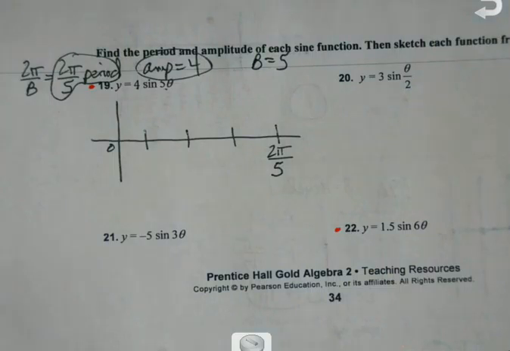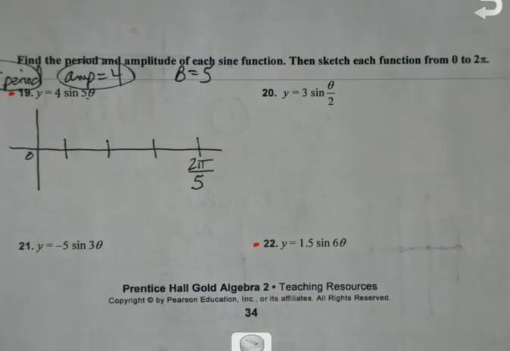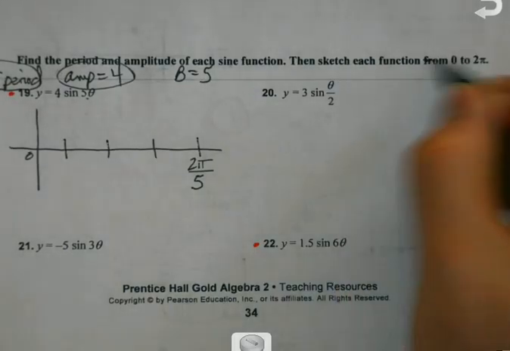And here's one thing I'm going to change in the directions for what we're doing, because I really don't want to turn this into panic. Okay, sketch each function.